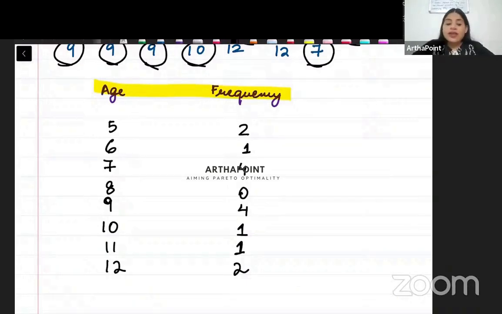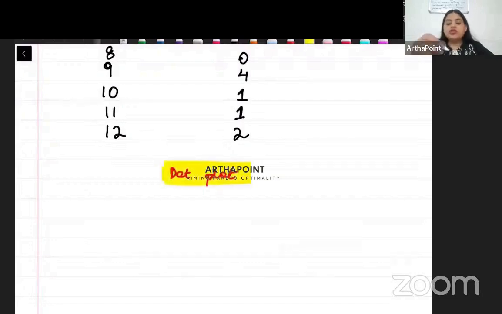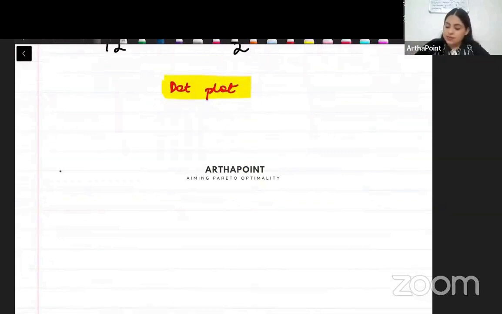Now, what can be done is that you can make something which is known as a dot plot from it. A dot plot is just a representation of a frequency table in terms of a diagrammatic approach, right? A diagrammatic approach is where you show these frequencies in a dot format. So let's see this.